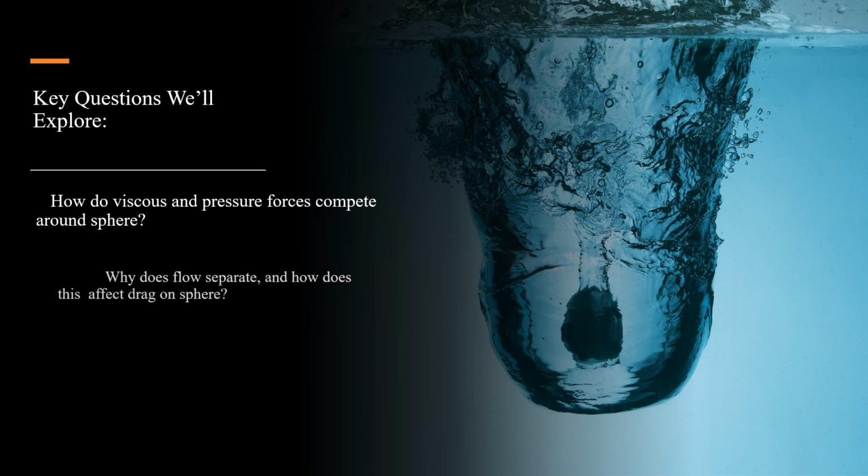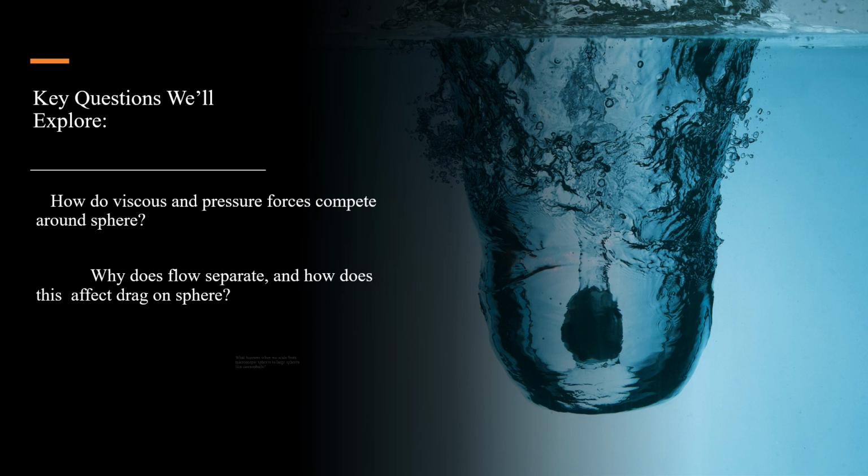Why does flow separate and how does this affect drag on a sphere? Flow separation arises due to adverse pressure gradient, which is rising pressure in the flow direction, combined with viscous effects. Flow separation leads to wake formation behind the sphere, increasing drag significantly at higher velocities. This is particularly important for the sphere because the shape of the wake can vary greatly with the Reynolds number.